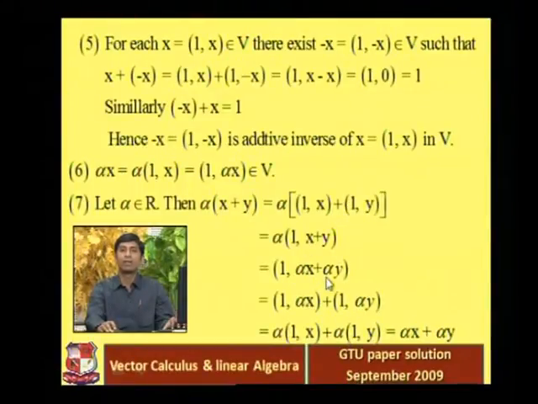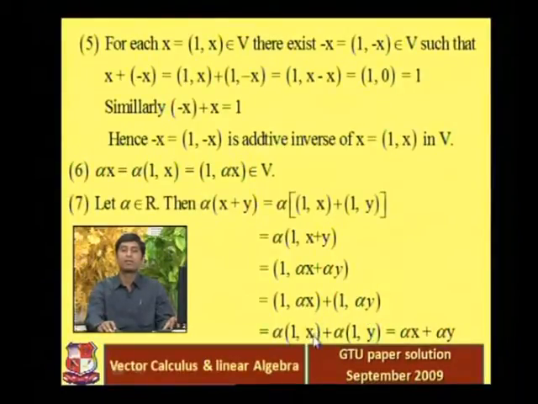So 1 into alpha into x plus y, that will become alpha x plus alpha y, right? Because in real numbers we already have the distributive law, so that's why alpha into x plus y can be written as alpha x plus alpha y. Now using the definition of addition, 1 comma alpha x plus alpha y can be written as 1 alpha x plus 1 alpha y, right?